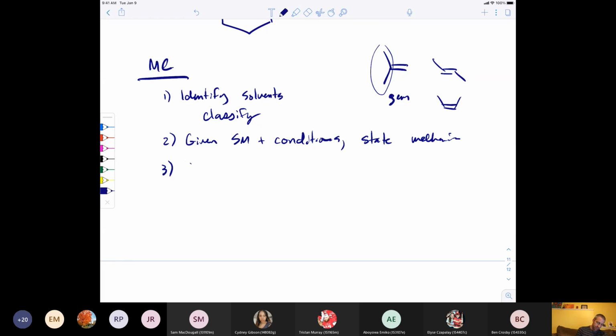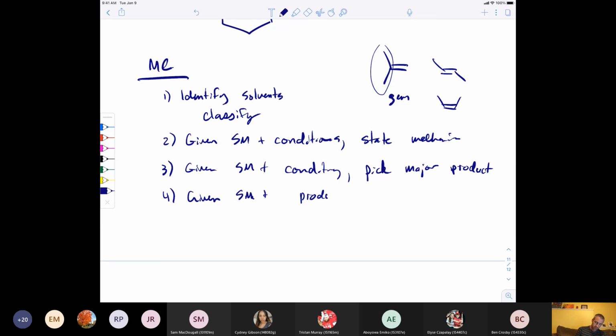Same thing: given starting materials and conditions, pick major product. In fact, this kind of question comes in, I'd say, 3 variations. Given starting material and products, pick conditions.